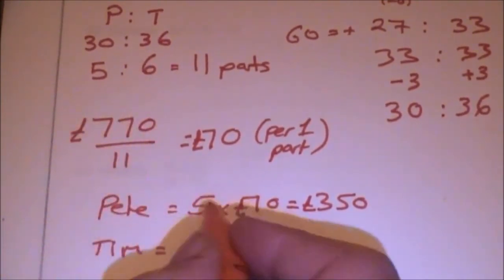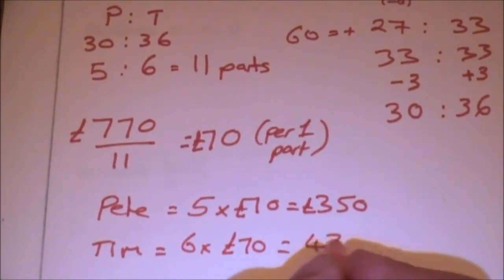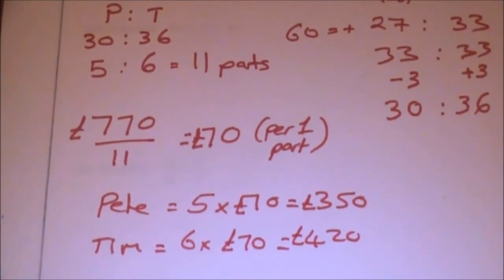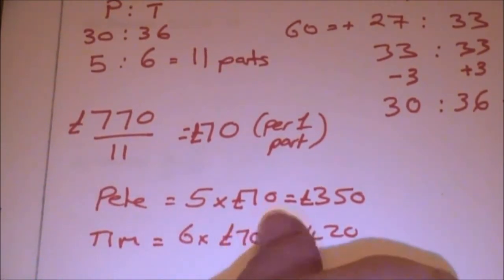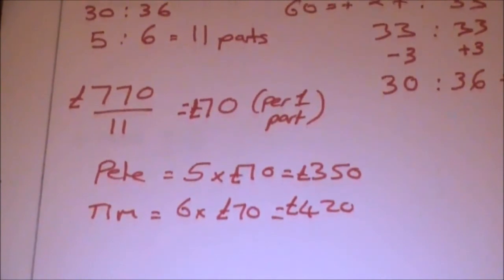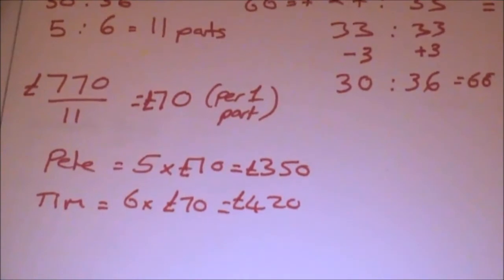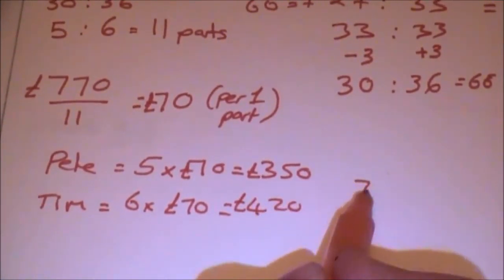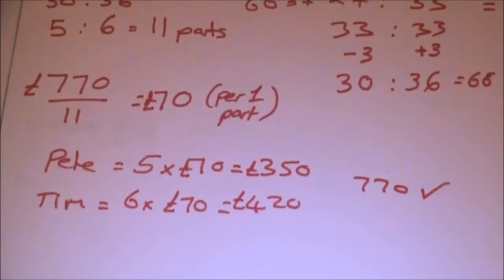Now Tim has 6 lots of £70, so he has £420. If you don't know how these calculations are done so quickly, it's because it's 6 times 70, so you can do 6 times 7 is 42, and then put the 0 on the end if necessary, but you need to learn some multiplication tricks if you don't know how to do things like this. So that's my question answered. Before I move on, I'm going to just check that they do add together to give me the 770 I wanted, and yes they do, so I must have done it correct.